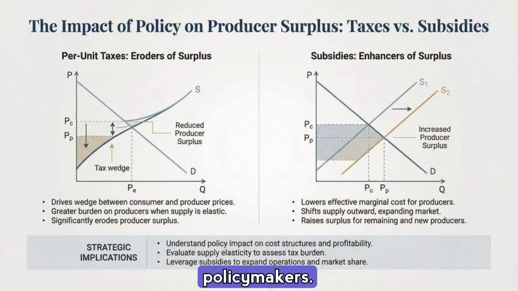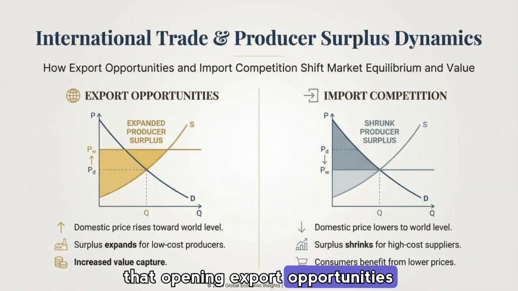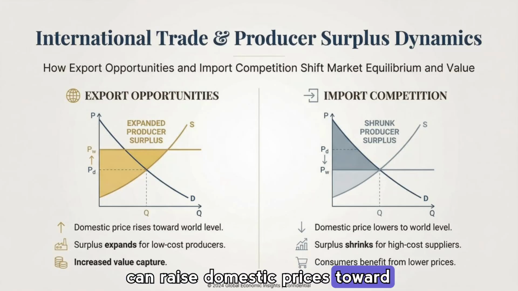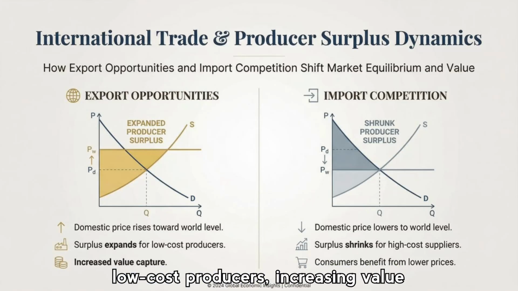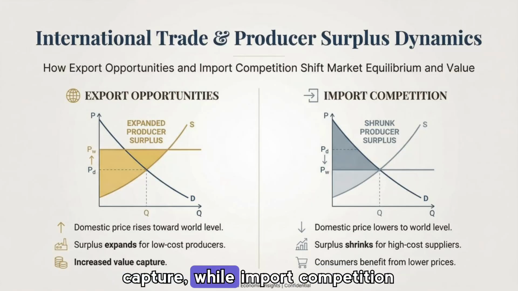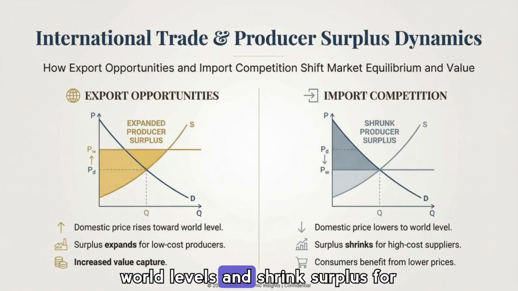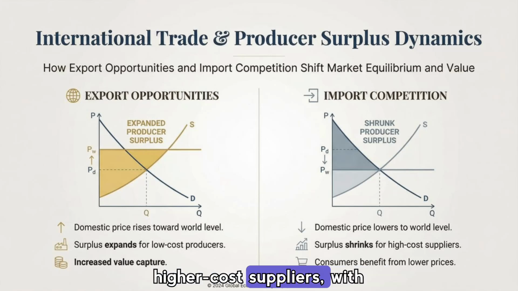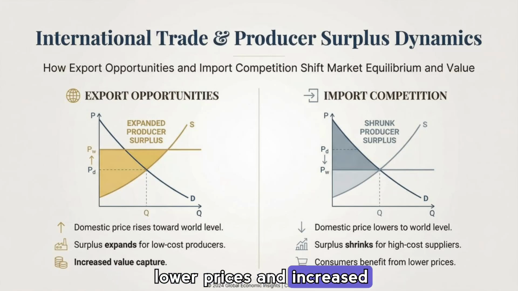for firms and policymakers. This pair of trade diagrams shows that opening export opportunities can raise domestic prices toward world levels and expand surplus for low-cost producers, increasing value capture, while import competition tends to lower domestic prices to world levels and shrink surplus for higher-cost suppliers, with consumers generally benefiting from lower prices and increased selection.